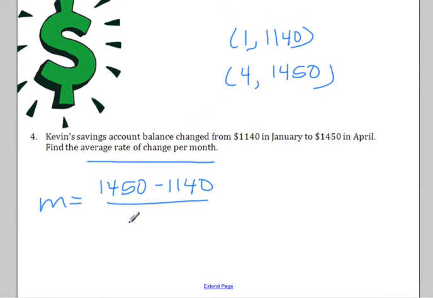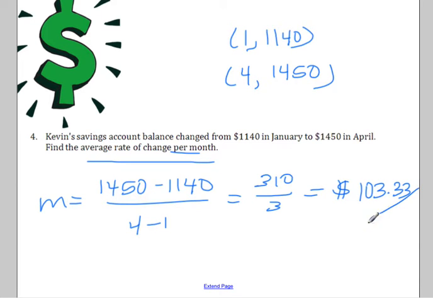This minus this, 4 minus 1. If I go ahead and subtract those, I have 310 over 3. And if I divide it, this is money, so I only round to 3 decimal places. I'll get $103.33 per month. So make sure you label correctly. I will take off this time if you do not label correctly. So there it is, per month. Okay, any questions on example 4, please make sure you write them down and come and ask.